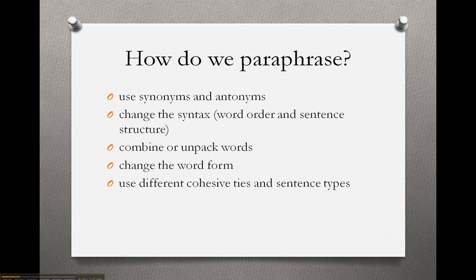So there's a few different techniques that we can use to paraphrase. We can use synonyms and antonyms to change some of the words, and there are examples of how to do that in the study guide. We can change the syntax of what we are reading, and that means we change the order of the words or the sentence structure around. We can combine or unpack words, and there are some good examples about that on page 107. We can change the form of the word, so we can change from past or present tense, or from a verb to a noun, as long as the meaning remains intact. And we can also start to use cohesive ties and different types of sentences, which is something that you've looked at in previous modules.